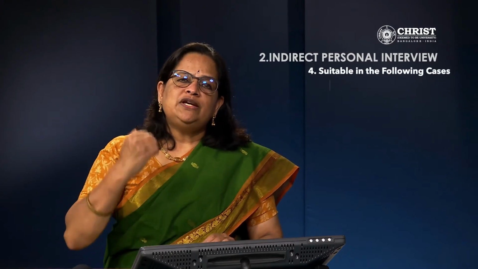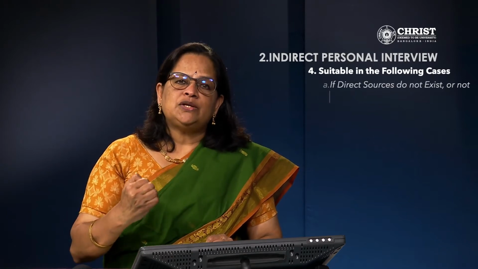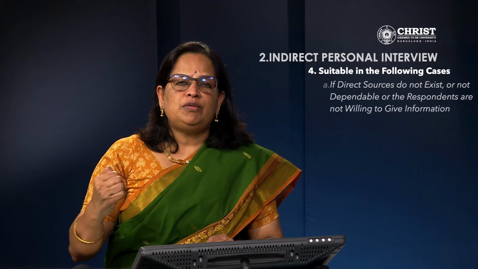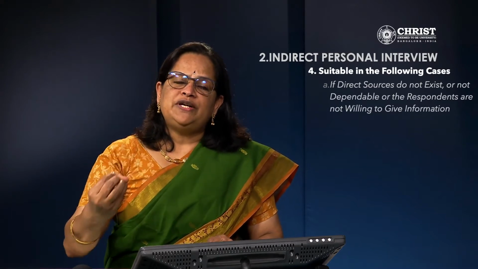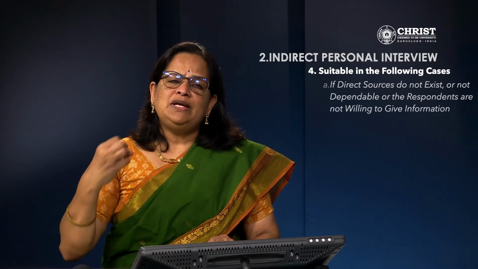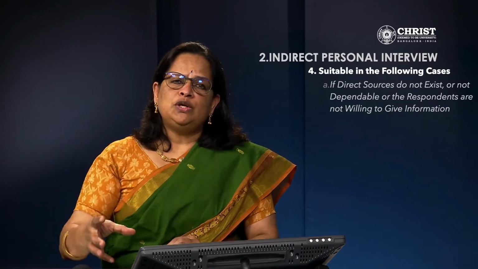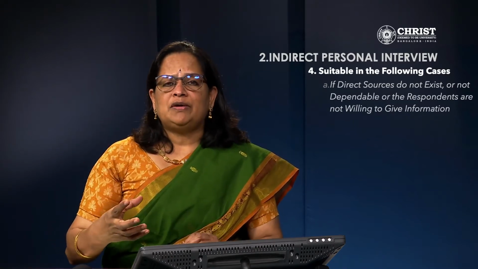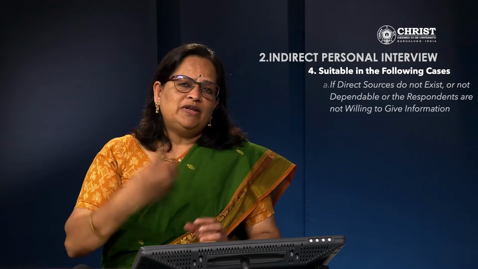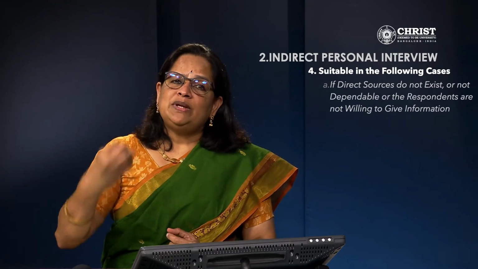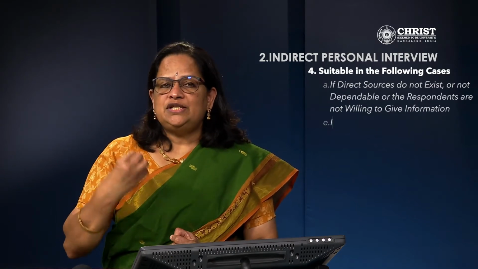Now, continuing with that, this method is suitable in the following cases. First one is if direct sources do not exist or are not dependable, or the respondents are not willing to give information. For example, in the case of a dowry death, if you go to that family, they will not be ready to give that information. They will be angry, and if the press goes, they will be shouting at everyone. So you can ask the neighbors whether they were fighting, what is the reason, do you have any idea? This method is useful in such a situation.